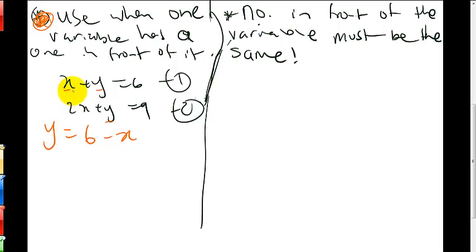If I did make x the subject, the only reason I didn't is because when I sub in x here, I'm going to have to times it by 2. So it makes my life a little bit harder. So I just outsmarted it and made y the subject. All good? Alright, so y is 6 minus x. That's called equation number 3 technically.